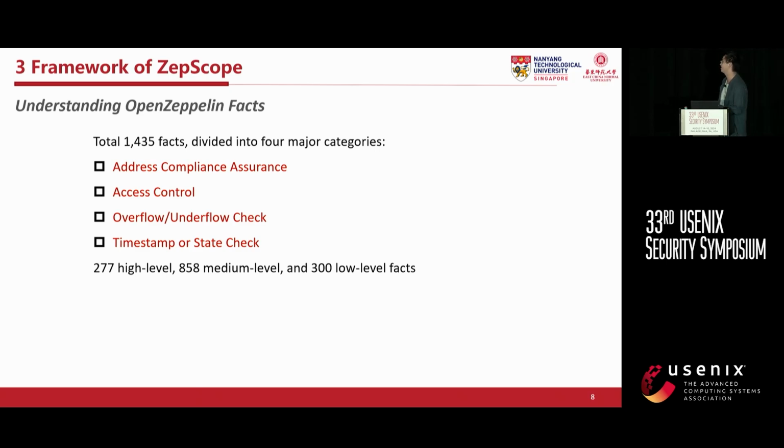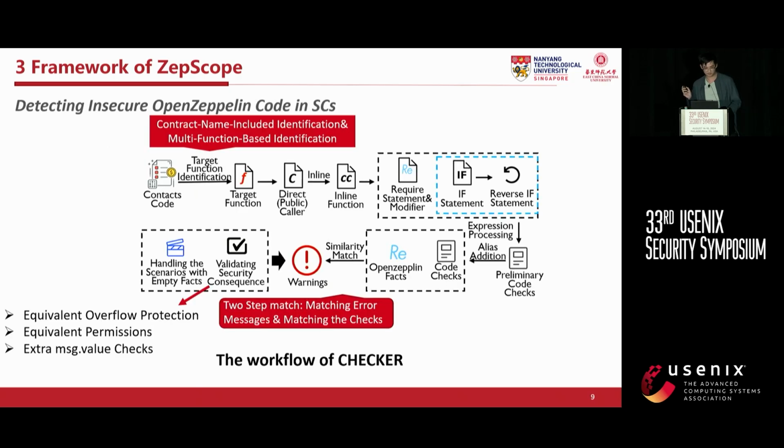We found totally about 1,400 facts. They can mainly divide into 4 categories. The first one is about the address compliance assurance problem, such as the zero address check. The second one is about access control. For example, if you want to transfer tokens that belong to other users, you need to get approval. The third one is the underflow and overflow, and there are others about the time step or stake check. We categorize them into three levels. There are 277 high risk facts, about 800 medium risk, and 300 low risk.